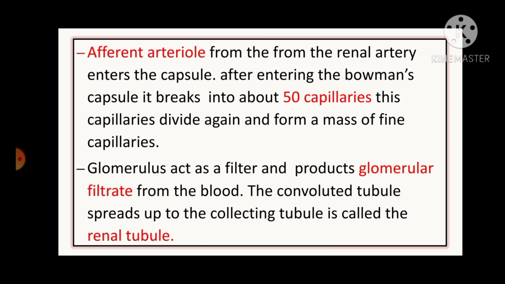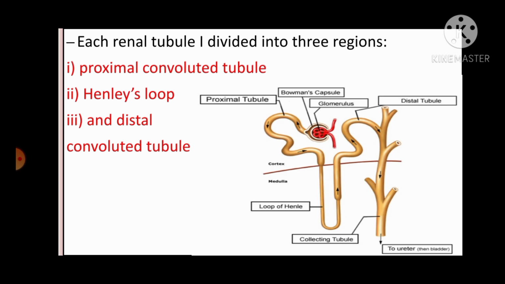The convoluted tubule that spreads up to the collecting tubule is called the renal tubule. Each renal tubule is divided into 3 regions. And this is a picture of a nephron. The renal tubule is divided into 3 regions: proximal convoluted tubule, Henle's loop, and distal convoluted tubule.